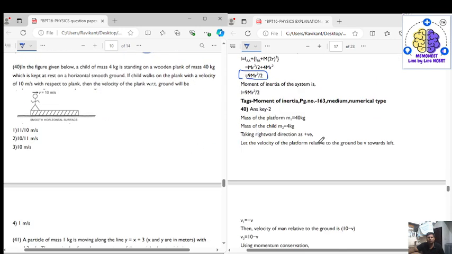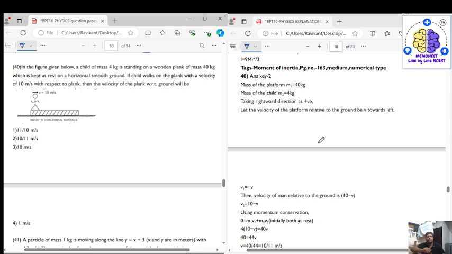Now coming to question number 40. Question number 40 says, in the figure given below, a child of mass 4 kg is standing on a wooden plank of mass 40 kg, which is kept at rest on a horizontal smooth ground. If the child walks on the plank with a velocity of 10 meter per second with respect to the plank, then the velocity of the plank with respect to the ground will be.